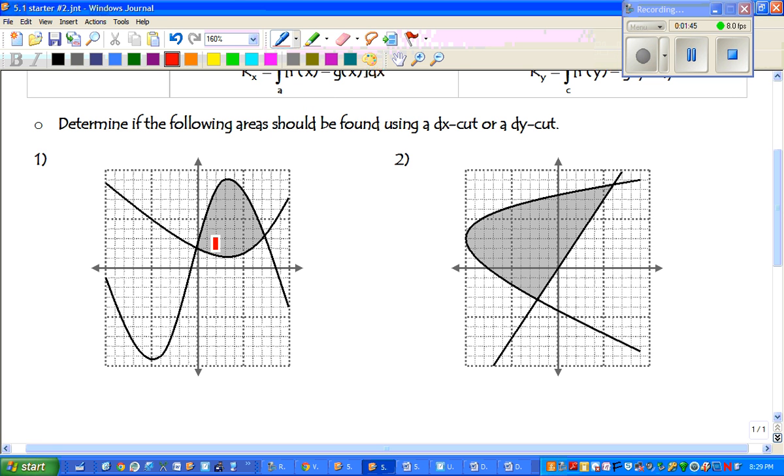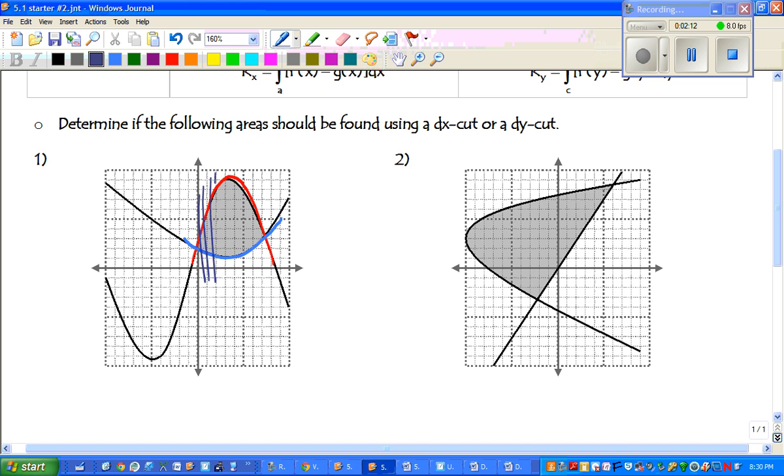All right, let's take a look at number one. We have this shaded region we're looking at, and it's created by two graphs, the red one here and the blue one. So we have to determine in that little shaded region, is one of these graphs above the other one the whole time, or is one to the right of the other one the whole time? Well, in this case, we have the red one that's above the blue one the whole time.